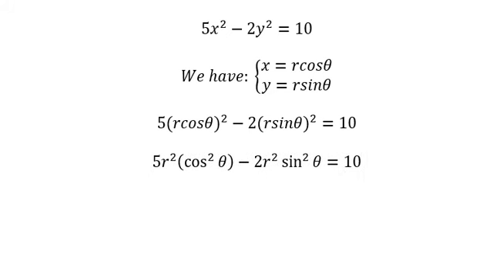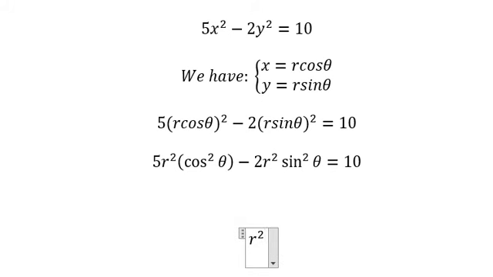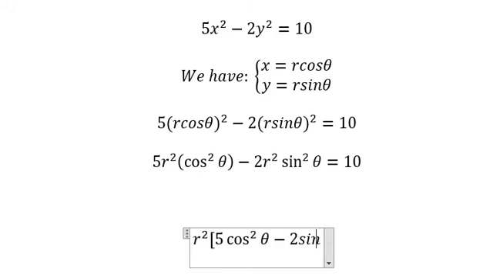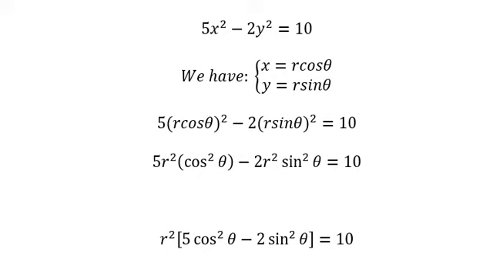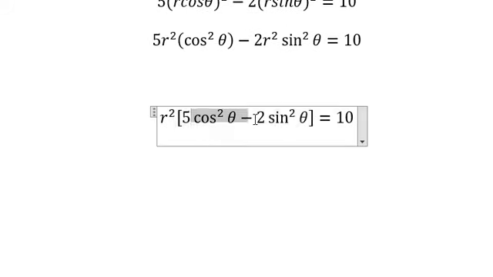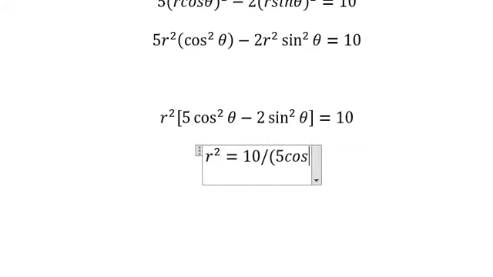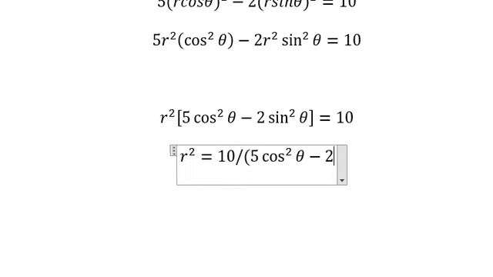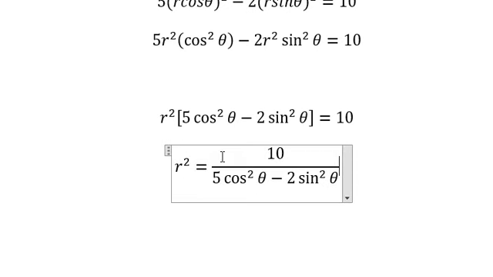We can do factorization. Later we divide both sides with this one. Later we put the square root on both sides.